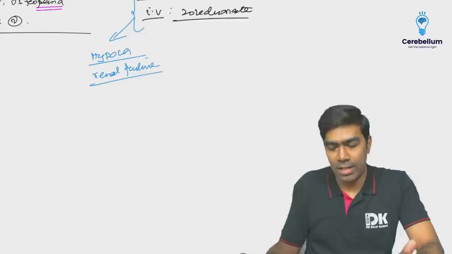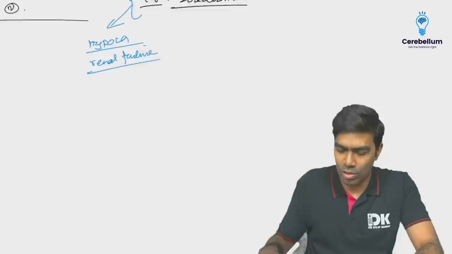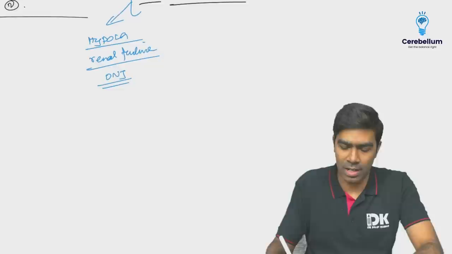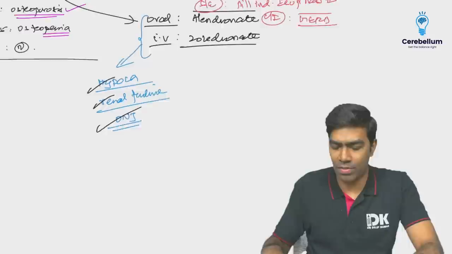And third, they can produce osteonecrosis of the jaw. So I can write ONJ. That's called osteonecrosis of jaw, ONJ. Hypocalcemia, renal failure, and ONJ. So these are three important side effects with any bisphosphonate for that matter. All these three things you need to understand.